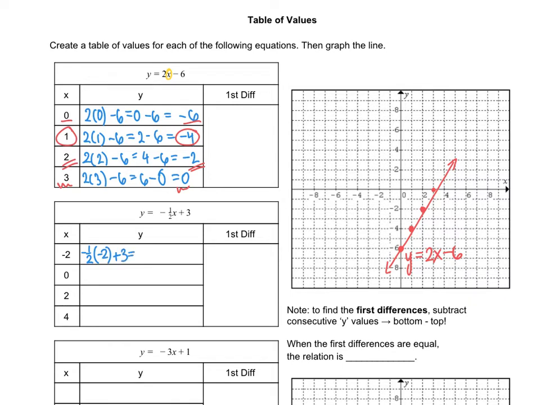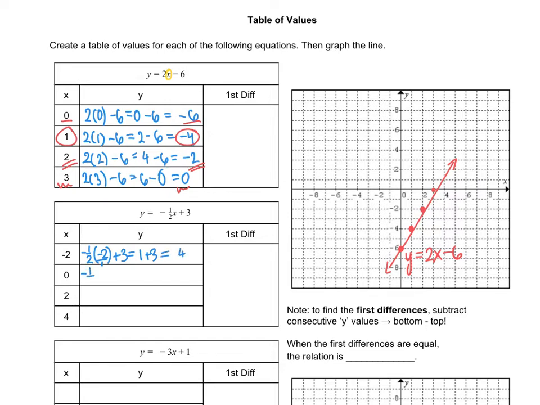And then we can do the multiplication. And you can go to your calculator here and do negative 0.5 times negative 2 to get positive 1. Or you can actually just multiply the numbers, and I would put the negative 2 over 1. So when I multiply the tops, that would be positive 2. And when I multiply the bottoms, I get positive 2 again. 2 divided by 2 is 1. And then 1 plus 3 is 4.